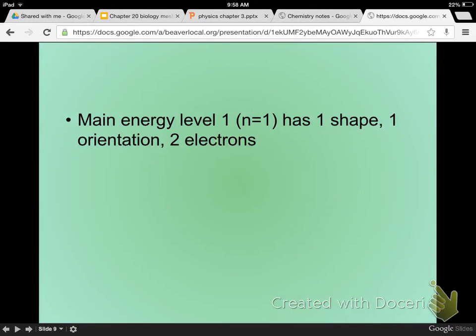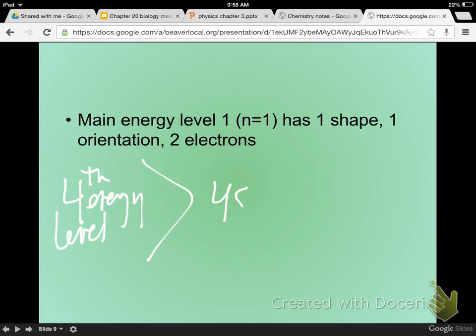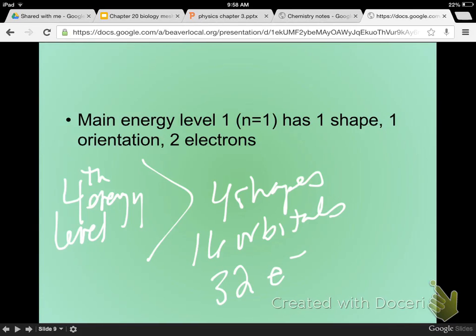Let's pause. This is just an example of what we just did, so we can do one more. If we're on the third, well, no, let's do the fourth, because we did the third as an example. So, fourth main energy level. How many shapes? 4 shapes. How many orbitals? 16 orbitals. How many electrons? 32 electrons. Possible. Doesn't mean that they'll be there, but that's how many are possible.